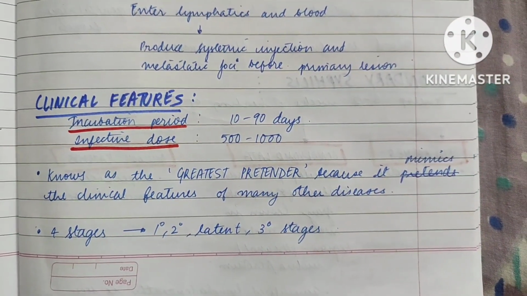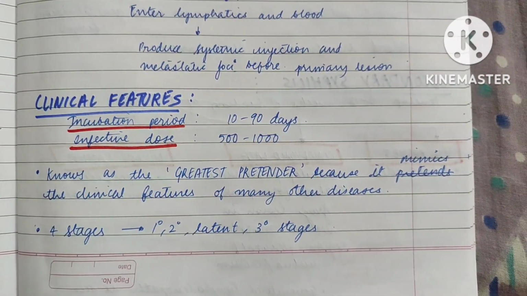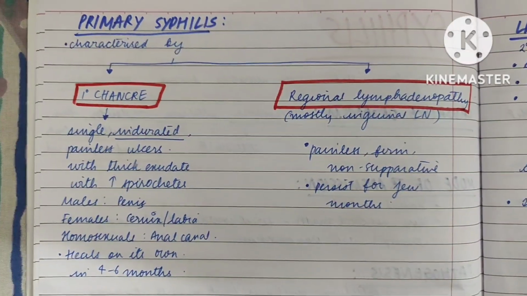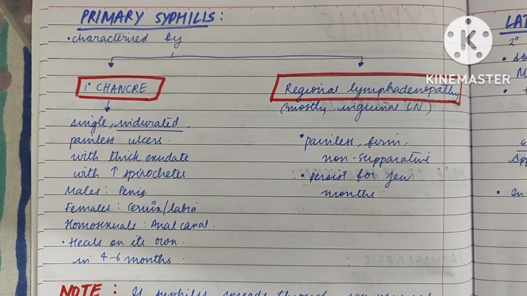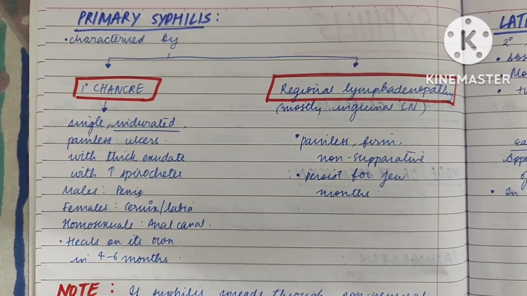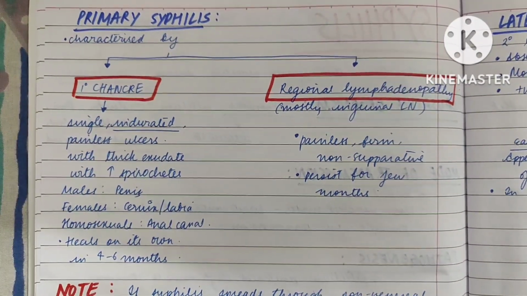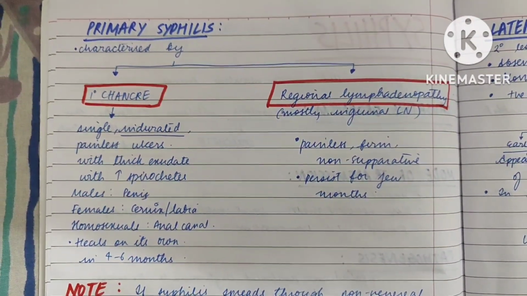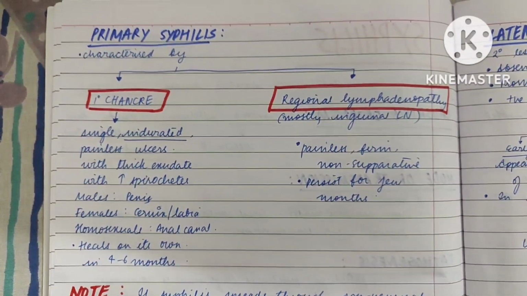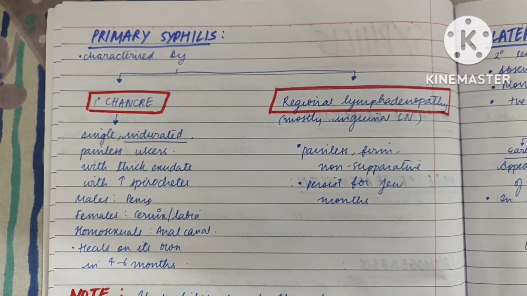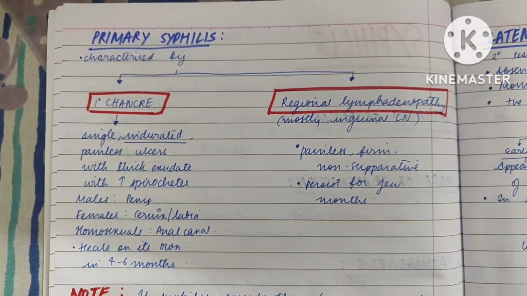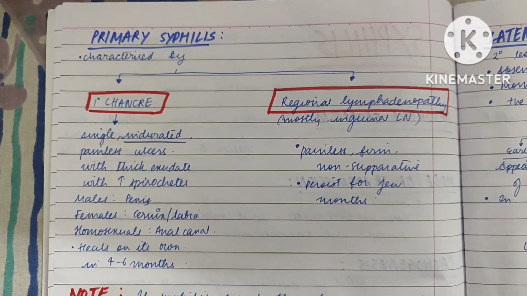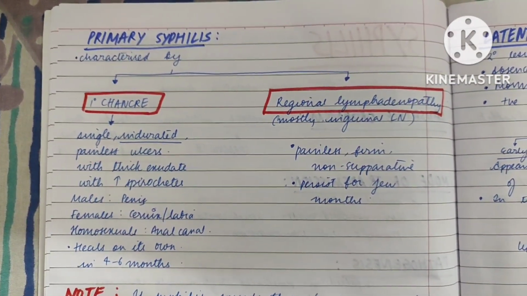We divide the entire syphilis into 4 different stages: primary stage, secondary stage, latent stage, and the tertiary stage. Talking about primary syphilis, 2 important things characterize it: primary chancre and regional lymphadenopathy. The primary chancre is a single, indurated, as in hard, painless ulcer, and it has a large amount of spirochetes and thick exudate in it. Where is it present? In males on the penis, in females on the cervix and the labia, and in homosexuals in the anal canal. It is self-limiting. It heals on its own in about 4 to 6 months.